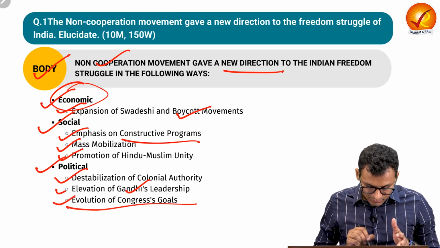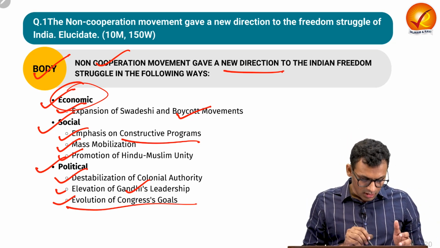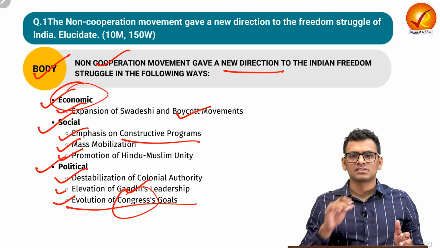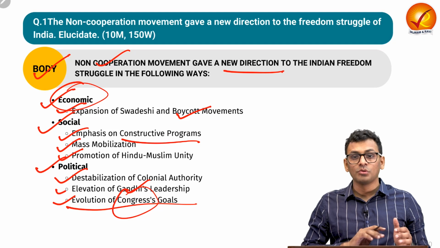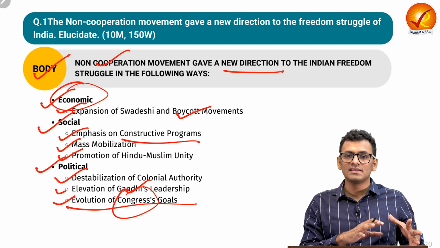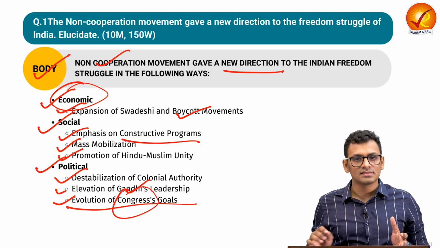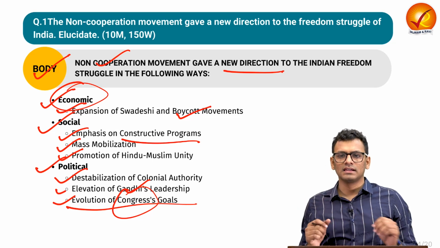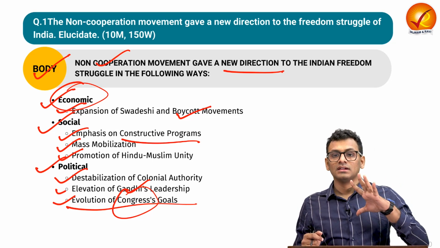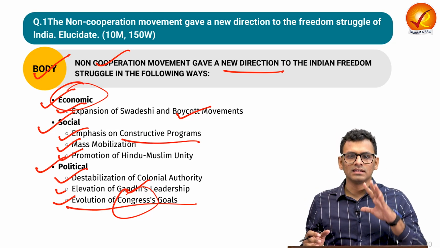And lastly, it helped with the evolution of Congress's goal. Here we are focusing on a single party which was very impactful at that time. The goals also changed during that phase, and the inclusion of the masses along with different ideas helped expand what the goals should be for India's freedom. So these are the new directional changes that the non-cooperation movement gave, but there were certain limitations as well.